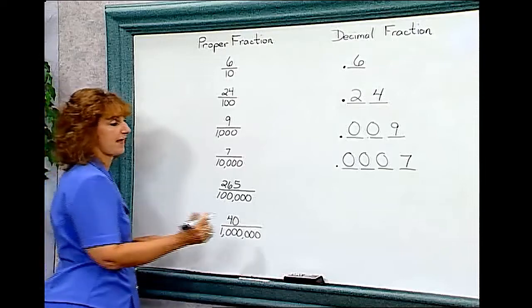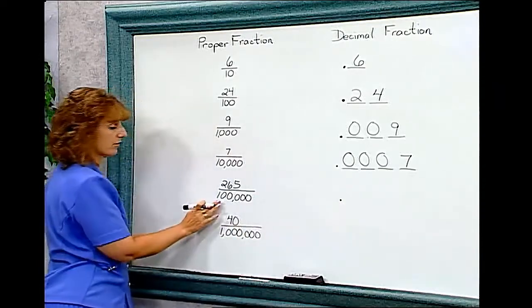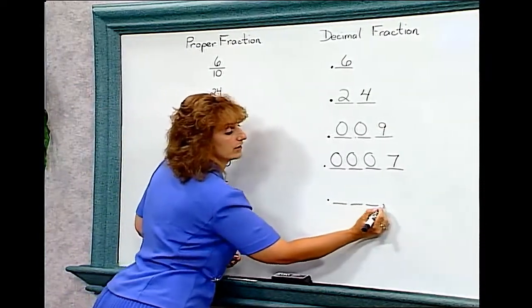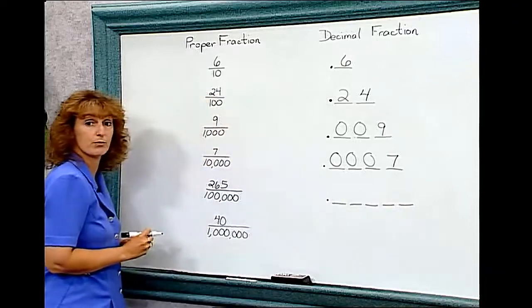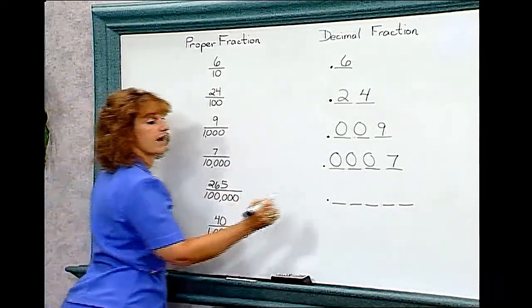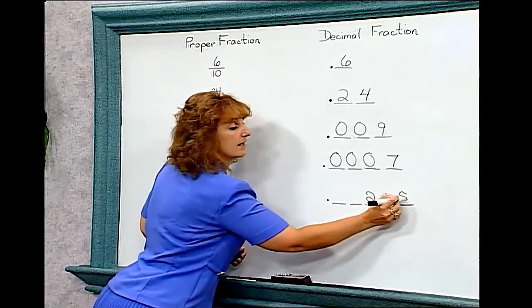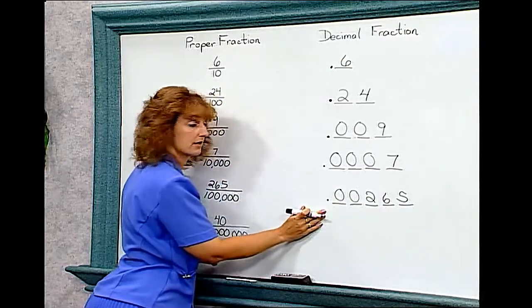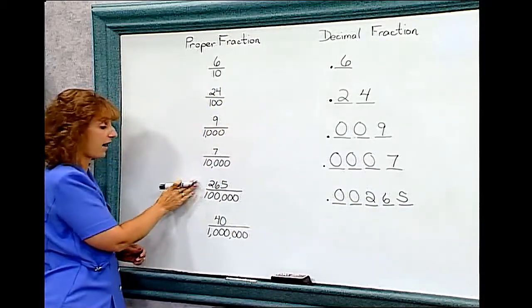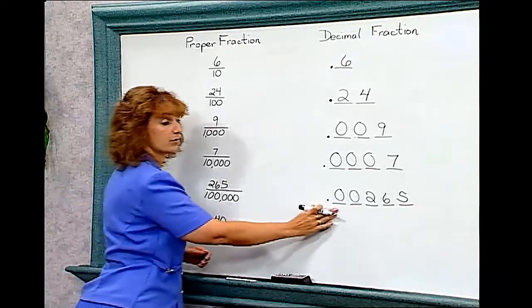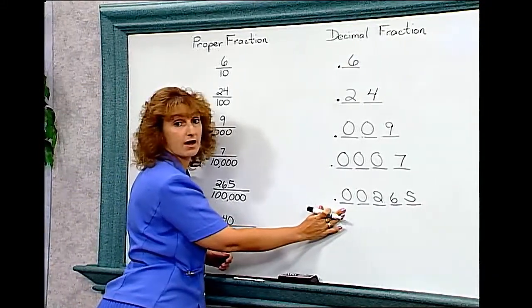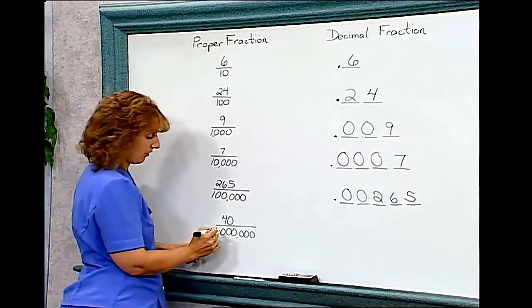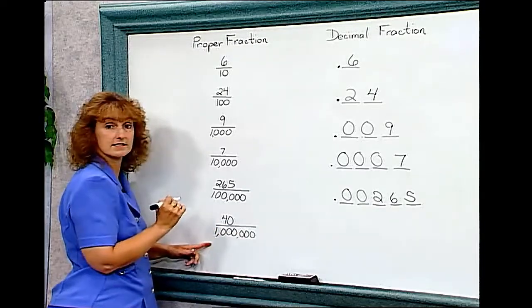265 100,000ths. Count how many zeros. 1, 2, 3, 4, 5. We know we need 5 spaces after the decimal point. 265 must end in the 100,000ths column. We need 2 placeholder zeros so that we can say 265 100,000ths equals 0.00265.